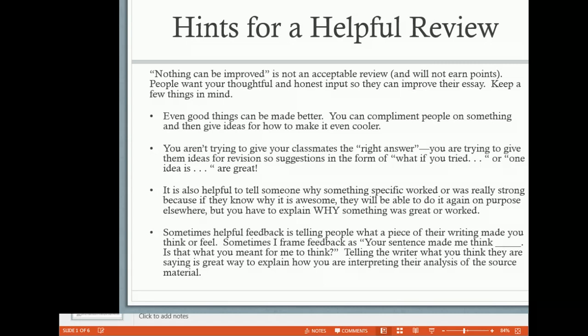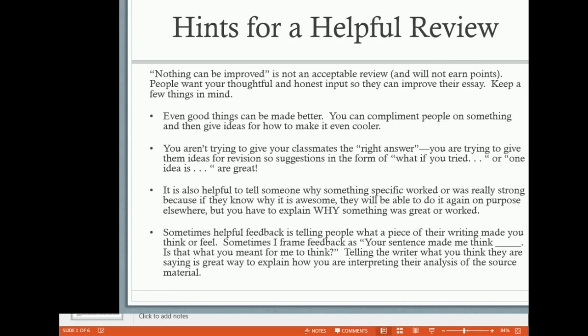The third point, it's also helpful to tell someone why something specific worked or was really strong, because if they know why it was awesome, they'll be able to do it again on purpose elsewhere. But keep in mind, you do need to explain why something was great or worked. Like maybe they had a super specific description, or maybe they came up with a beautiful verb. So let them know what was working.